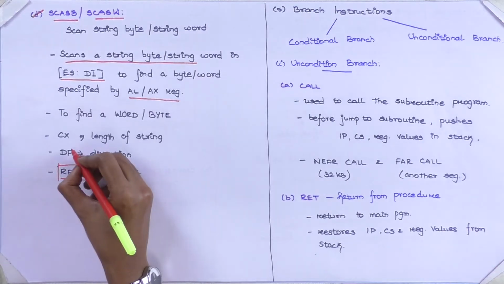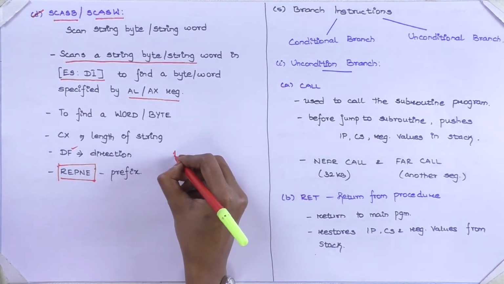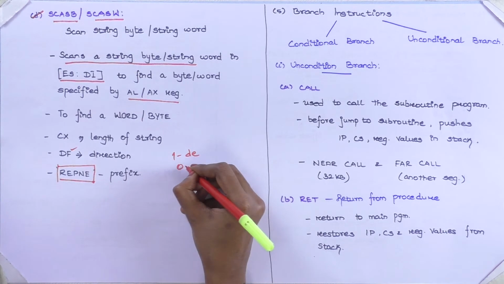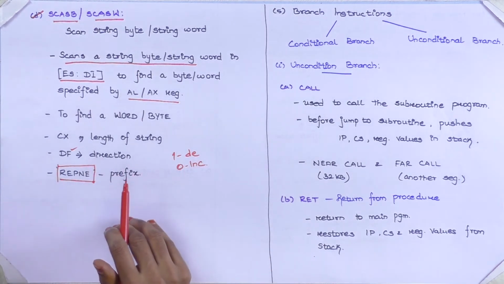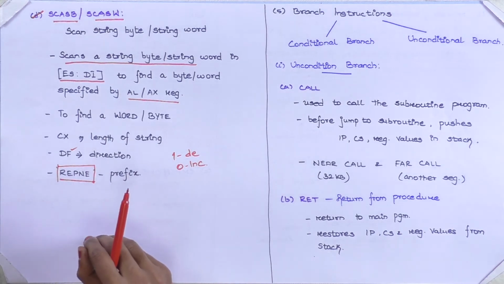Okay, so you can use repeat on not equal as a prefix of this. On the direction flag, as you have mentioned, 1 means decrement, 0 means increment. So in what fashion you want, you can use it here. So that is what string manipulation instructions are.